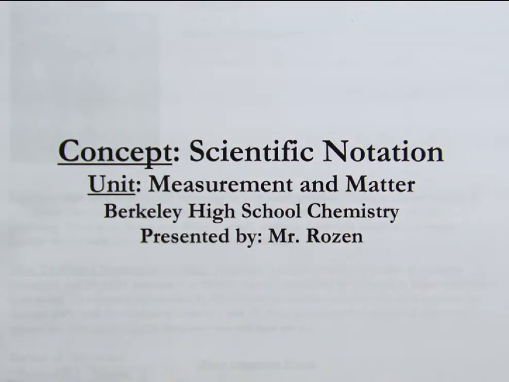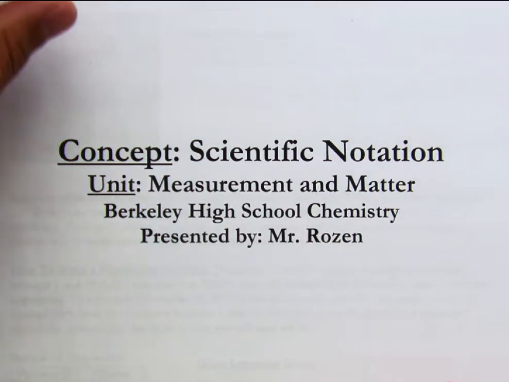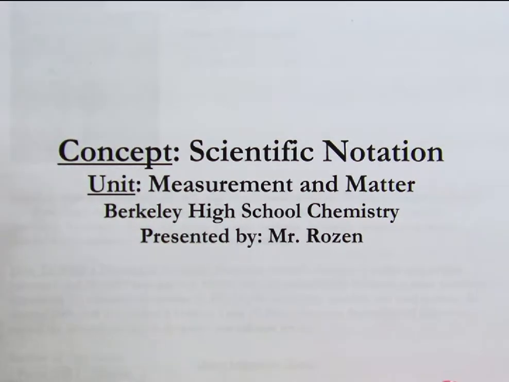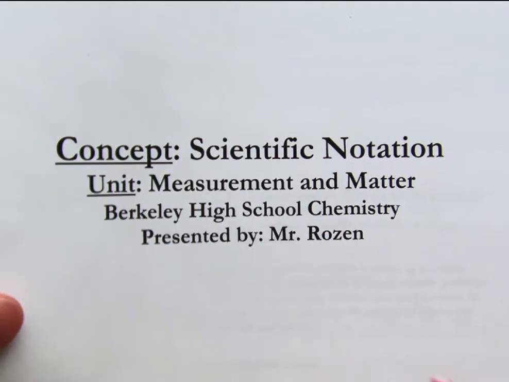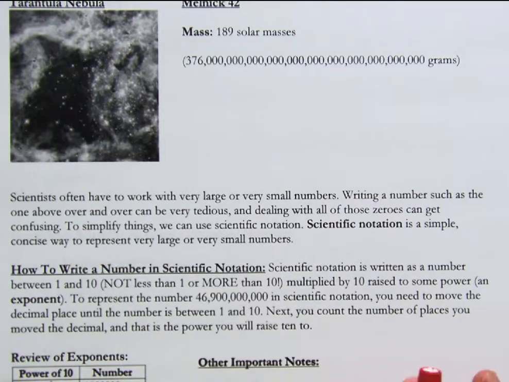Today we're going to talk about scientific notation, which is a convenient way to write very large or very small numbers. Just going to explain it, and then we're going to do some practice problems, looking at both going from standard notation into scientific notation and also the other way around.